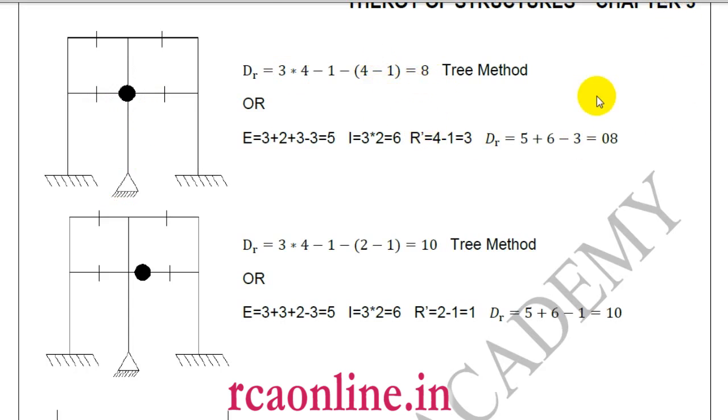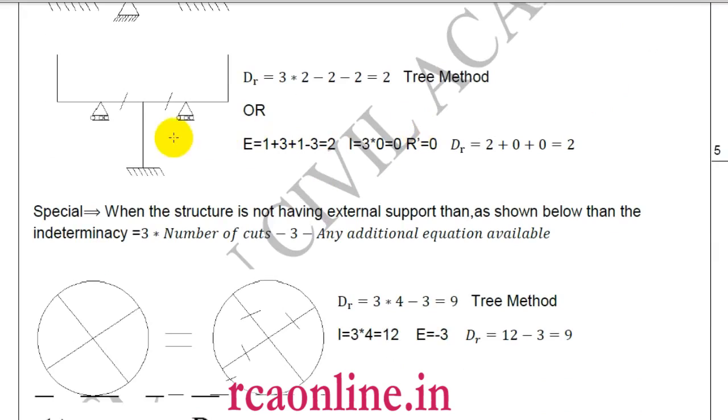Now see this question. In this question also, if I require to solve it by the tree method, then this is one tree with no stem, only branches, one branch here, one branch here. This is one tree and this is one tree. So how many cuts do I require? I require 2 cuts. So 3 into 2, 6 are the cuts. Then minus 2 because this is a roller. So what is the static indeterminacy?